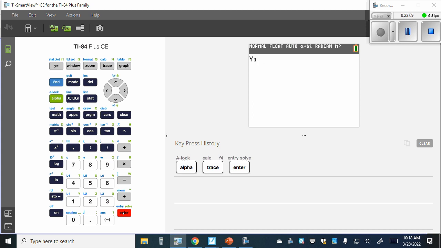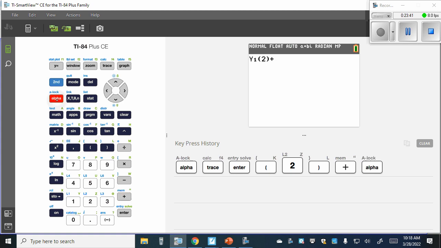Now, if I hit parentheses 2, close parentheses, what that's telling the calculator is that I want you to take that function and plug 2 into it. I want you to input 2 into that function. Now, the first operation that we had was f plus g of x, yes? And we want to evaluate it when x is 2. Well, we have half of it. Now we just need to add g of x, our y2, in.